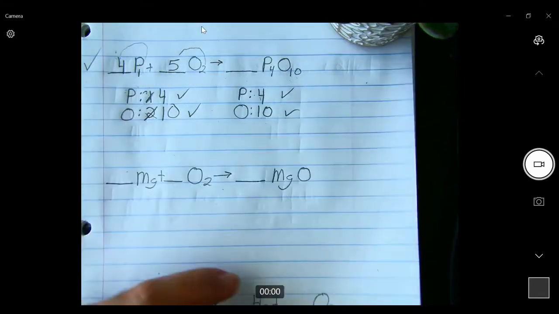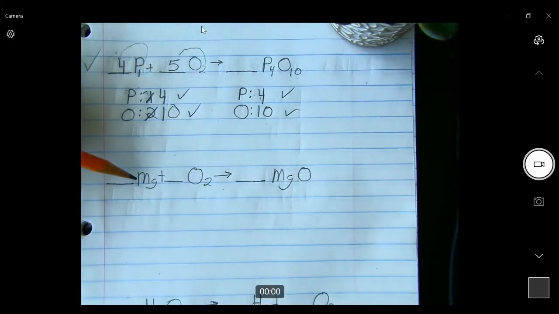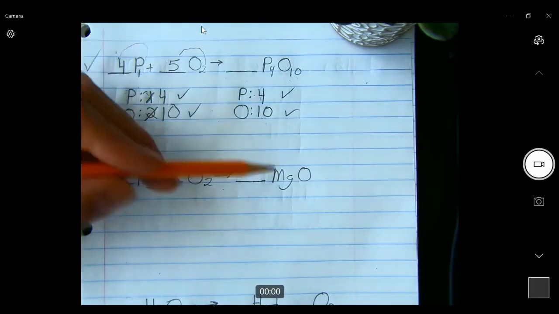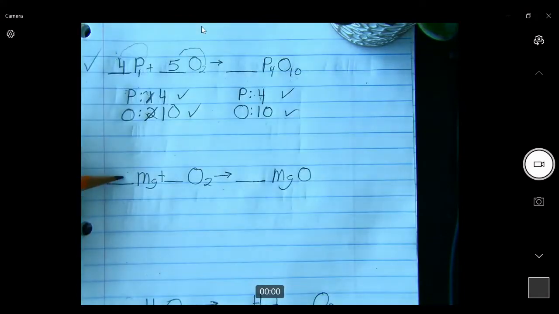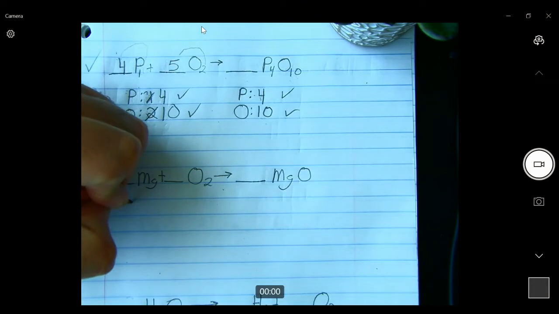Got the second problem here. You see here now we have Mg, magnesium, O for oxygen, MgO for magnesium oxide. So first thing, write everything down. Remember, always leave a little space in front of them, so in case you need to add a coefficient. All right, so you write that down, leaving a little bit of space for the coefficient.